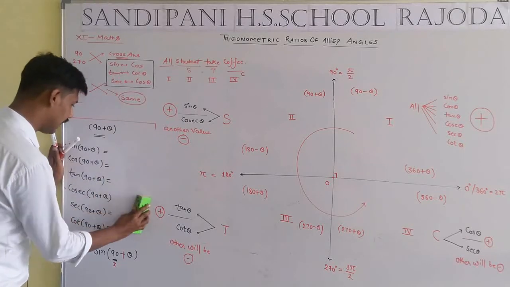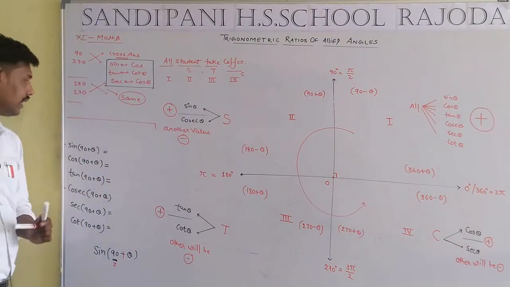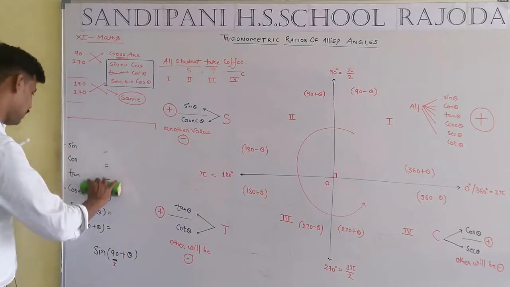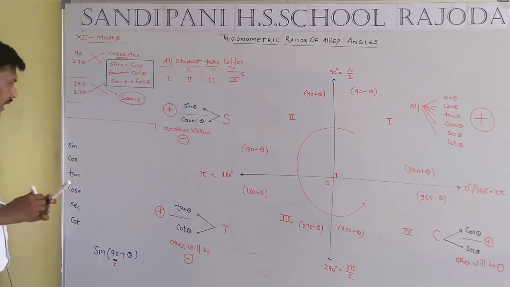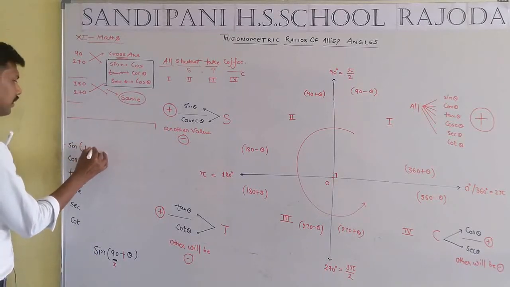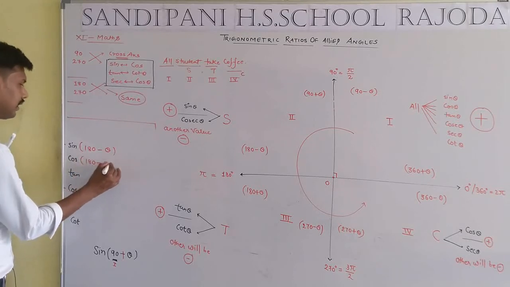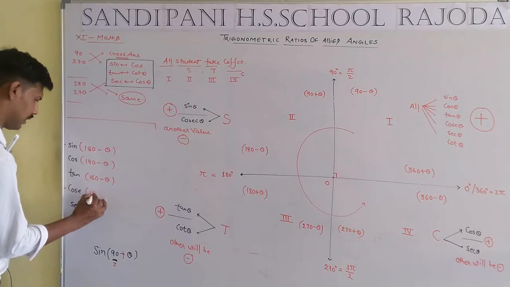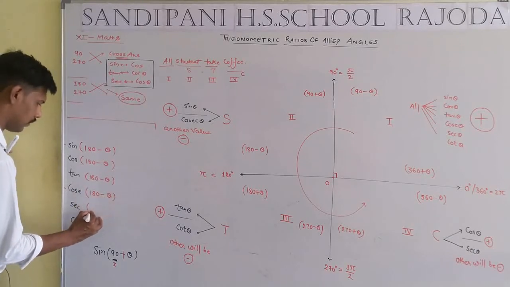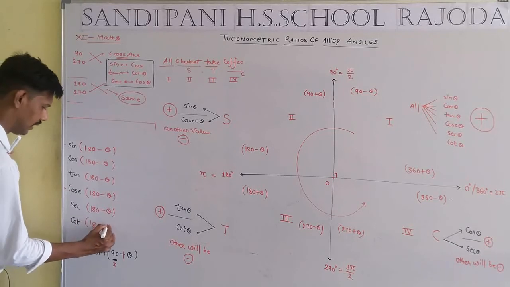Now after 90 plus theta we have 180 minus theta. 180 minus theta, students, sin 180 minus theta.